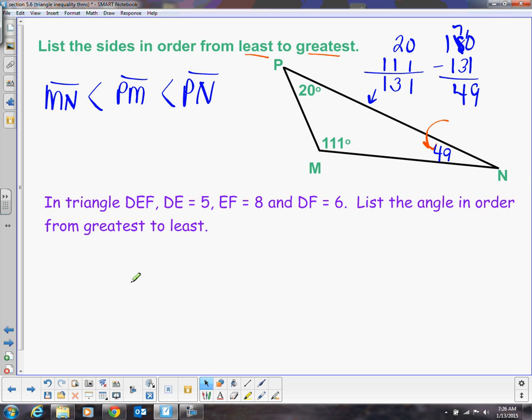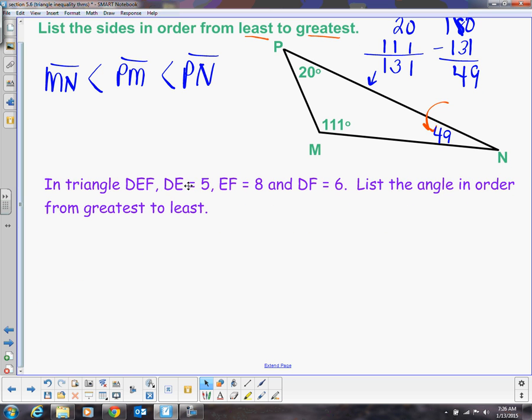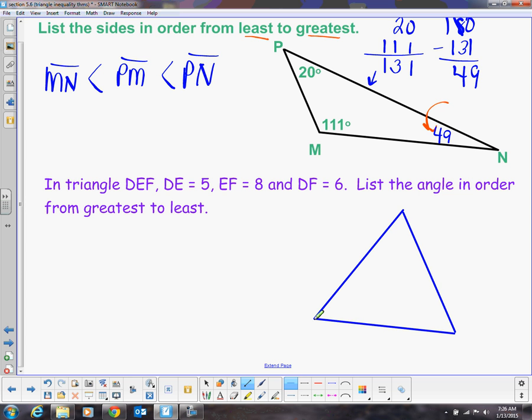All right, now let's look at this one. Do you have a picture? What are you going to do? If you don't draw a picture, then you most likely are going to get it wrong. For me to do this, I would have to draw a picture. All right, so I'm going to label a triangle. DEF. D, that's a D, not a P. We're going to put 5 on DE, we're going to put 8 on EF, and we're going to put 6 on DF.